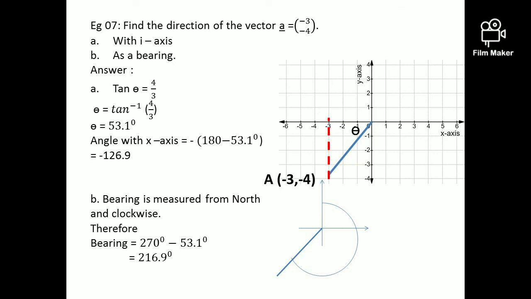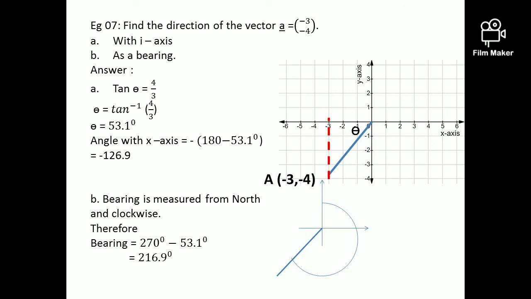Example 7 is to find the direction of vector A = (-3, -4) with the y-axis and as a bearing. So, initially let's try to draw this diagram for vector A. Along the x-axis, minus 3 means towards the minus x-axis it is 3, and minus 4 is towards the minus y-axis 4. Therefore, the vector OA is as shown in the diagram.